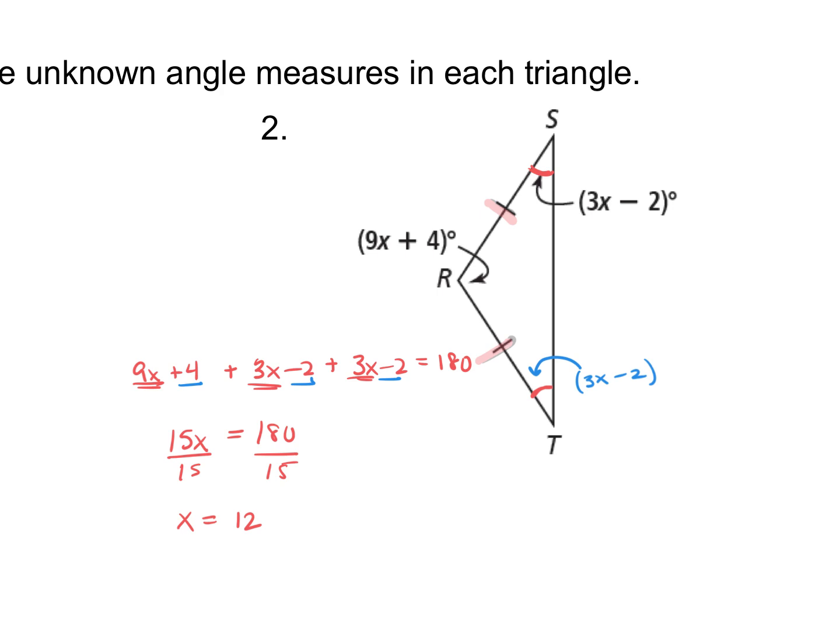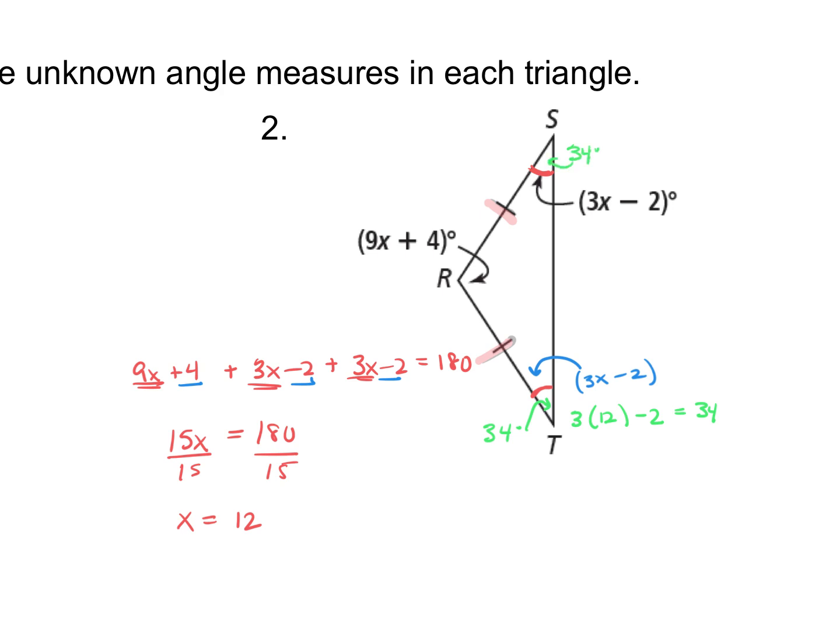So X equals 12. Did they ask us for X? No, they didn't. They wanted to know what each angle measure was. But now that we know what X is, we can plug it back into each angle and figure out the measure. So for angle T, we can say 3 times 12 minus 2. 3 times 12 is 36, and 36 minus 2 is 34. So I know that this angle right here is 34 degrees. Well, it's congruent to angle S, so I'm going to say that one's also 34 degrees.